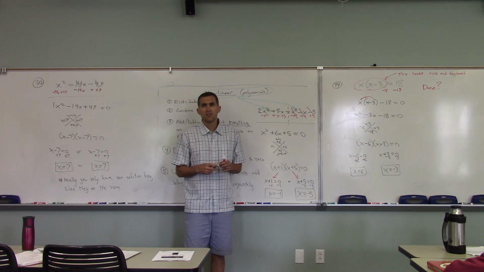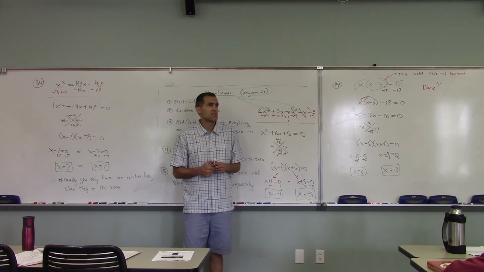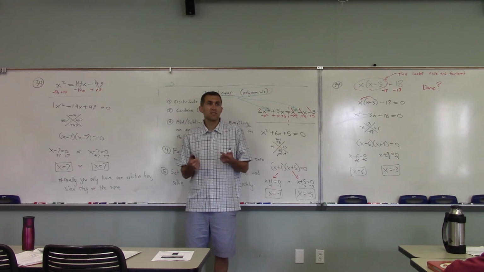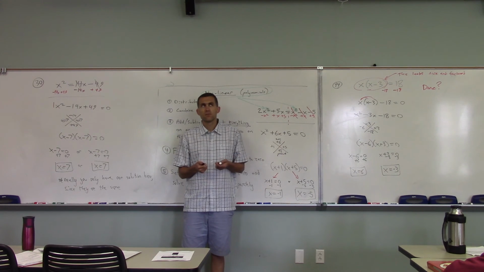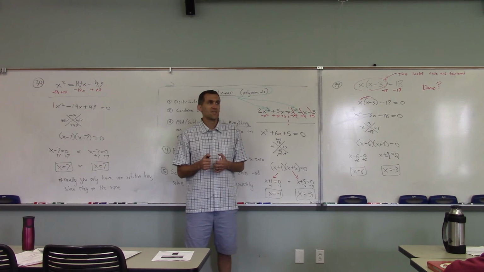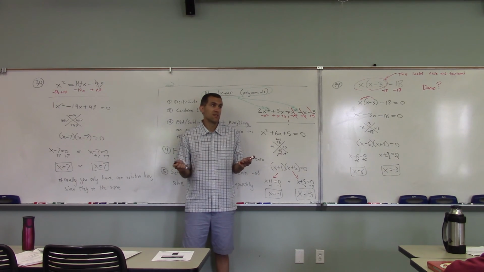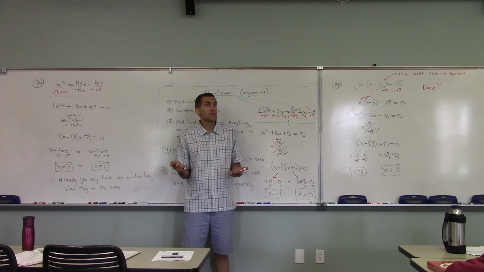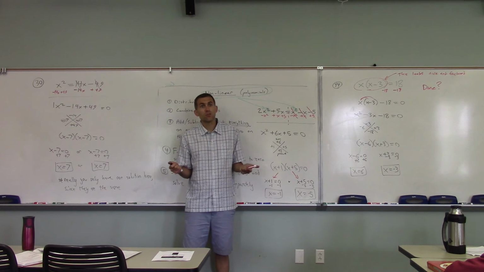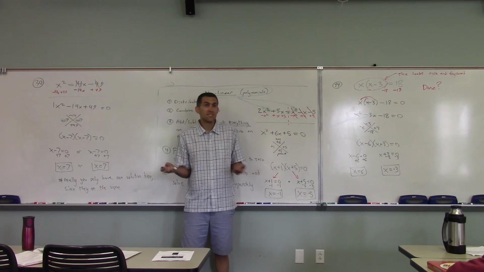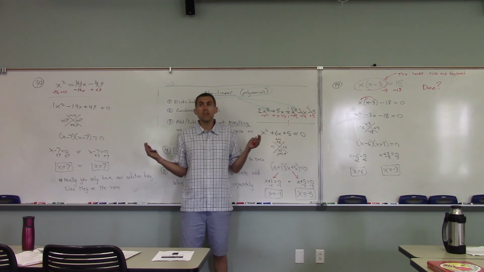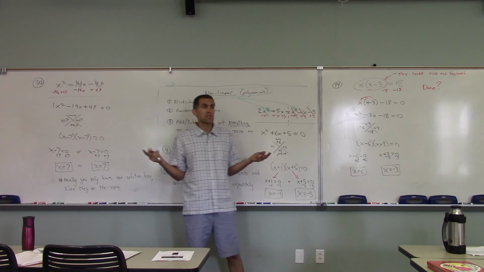6 and 3. What else? 9 and 2. What else? 18 times 1. And what else? Negative 1 and negative 18. Decimals too, right? There's an infinite number of possibilities.